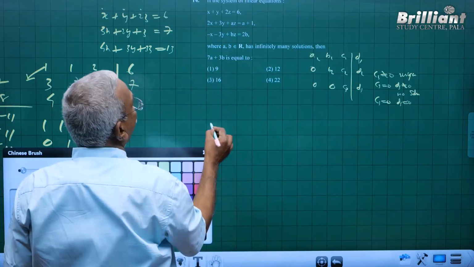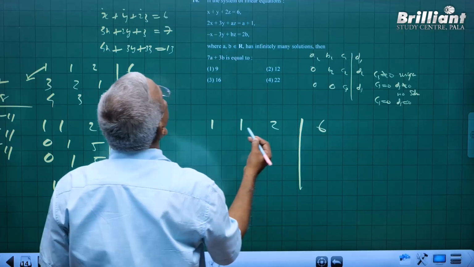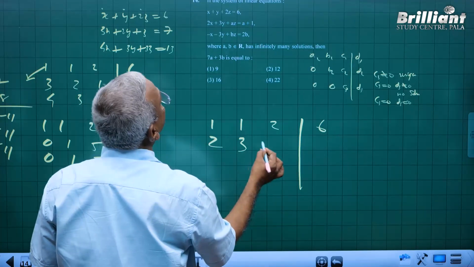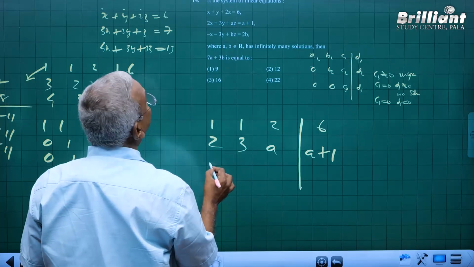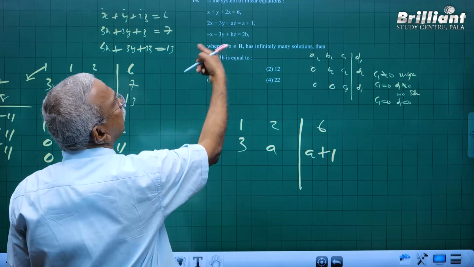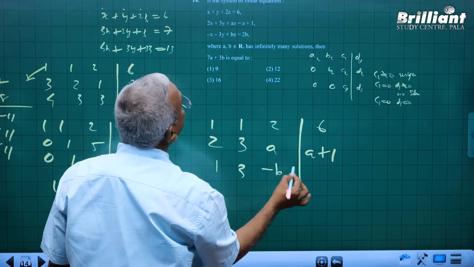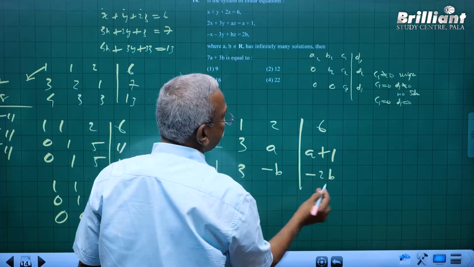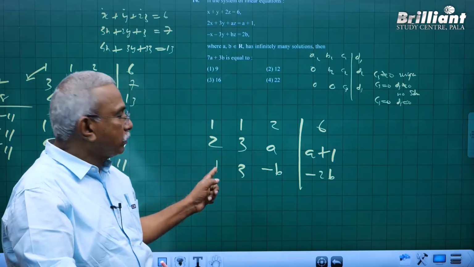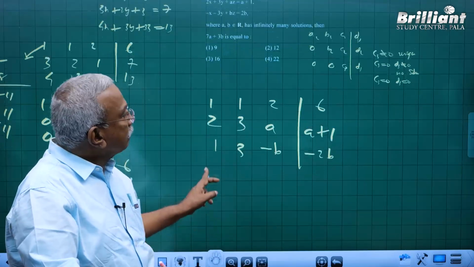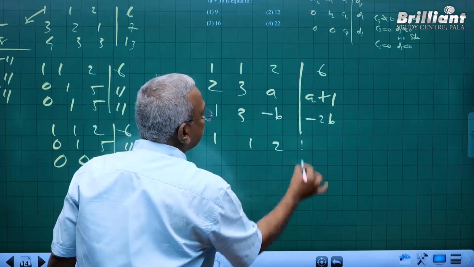Here 1, 1, 2 and 6. Then 2, 3, a and a plus 1. And minus 1, multiplying by 1, that is 1, 3 minus b and minus 2. This is good. Now keep in mind, you can reduce these two to zeros first. How can you reduce them to 0? Keep the first one there, 1, 1, 2, 6.